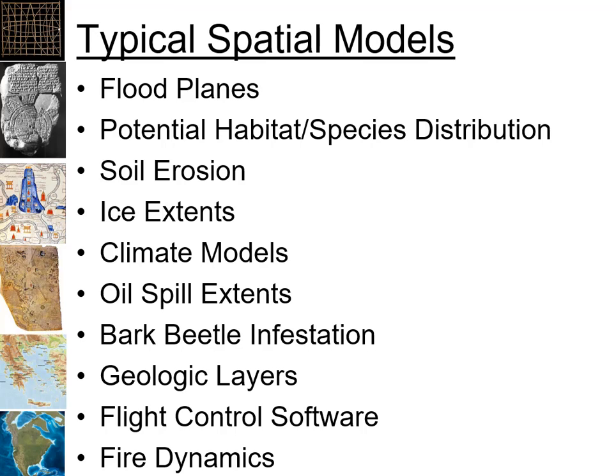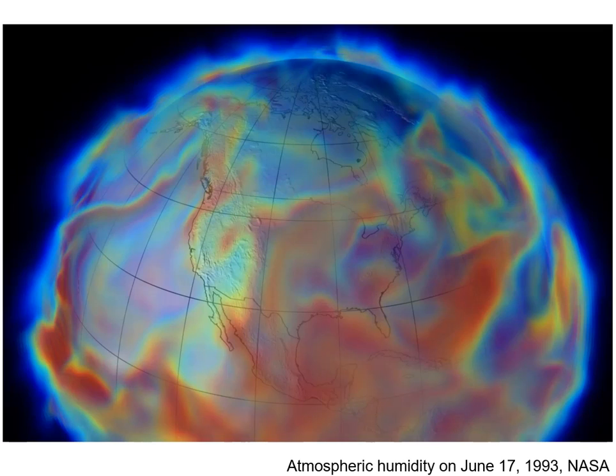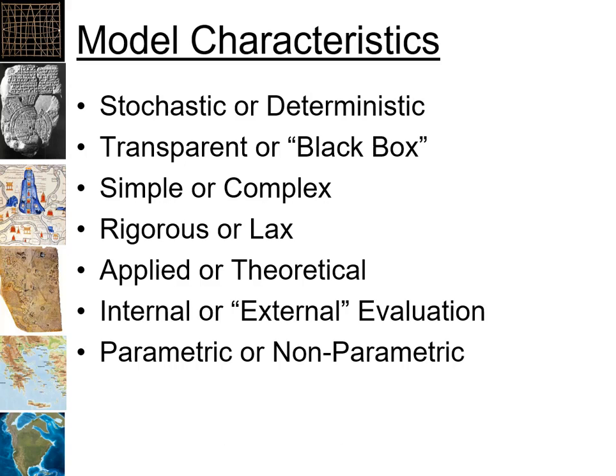Some other examples of where spatial models are used: floodplains for disaster preparedness. FEMA is big on modeling. They do some very cool modeling. I work in habitat and species distribution modeling. Soil erosion, ice extents tied to climate models, especially nowadays. Oil spill extents, bark beetle infestation. These are all ones that I've had some level of experience with. Geologic layers and earthquake ruptures. I haven't been involved with that, but I've seen some very cool modeling on how earthquakes work. Flight control software and fire dynamics. And I've had some students work with the fire dynamics software, which is kind of fun. This is just a really cool model of atmospheric humidity.